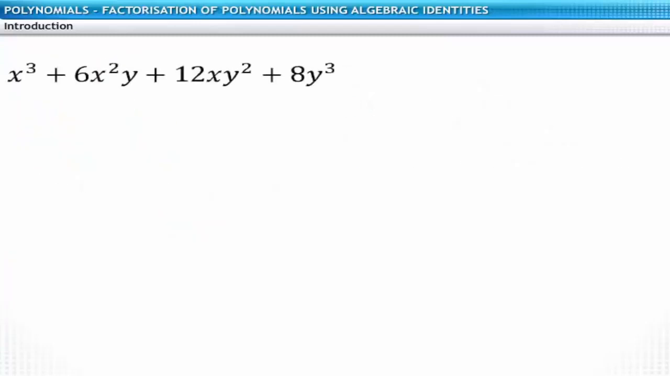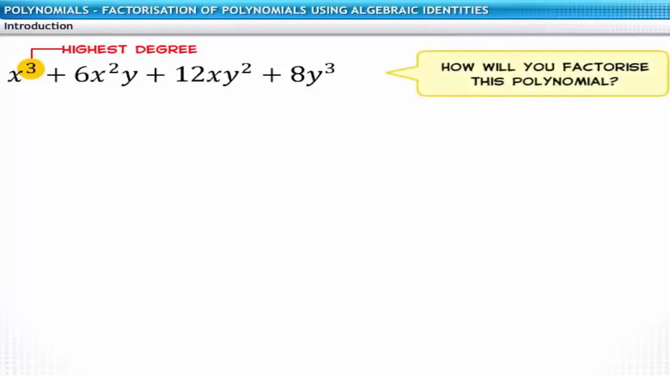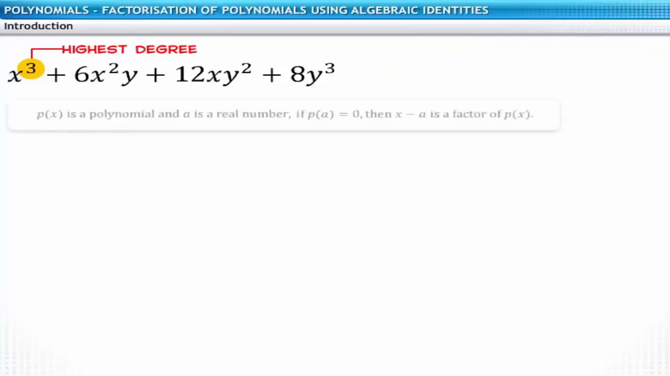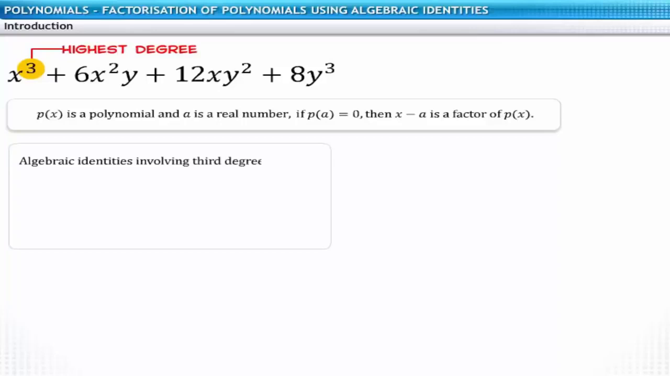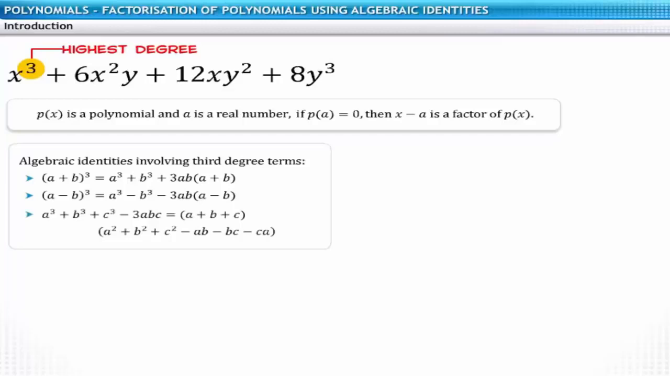Now, we'll consider another polynomial. The highest degree of this polynomial is 3. Hence, it is a cubic polynomial. How will you factorize this polynomial? We know that a cubic polynomial can be factorized by using the factor theorem. You can also use the algebraic identities involving third-degree terms to factorize a cubic polynomial. The polynomial must be in the form of whole cubes, sum, or difference of cubes.